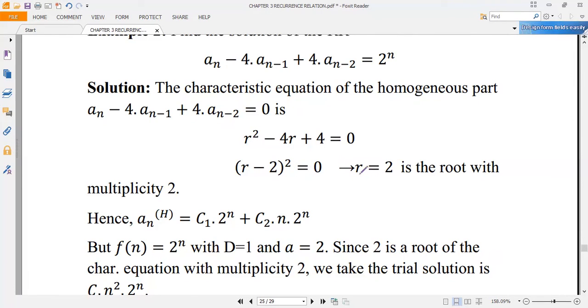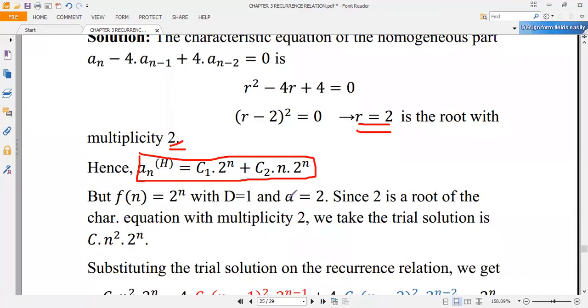So that is a perfect square. r is equal to 2 is the root of the characteristic equation with multiplicity 2. Since the root of the characteristic equation is repeated, the solution to the homogeneous part is given by this one. C1 times 2 to the power of n plus C2 times n times 2 to the power of n will be the solution.